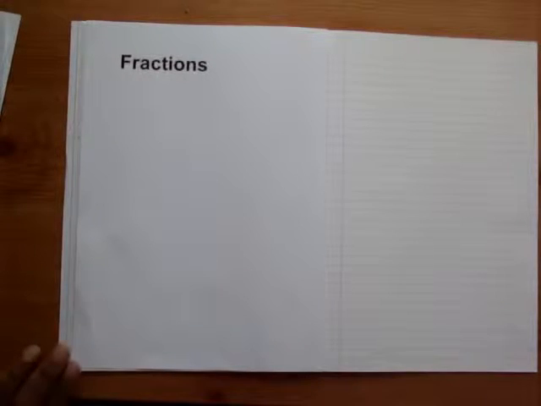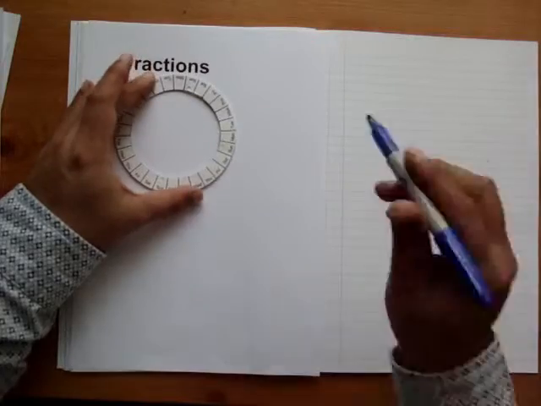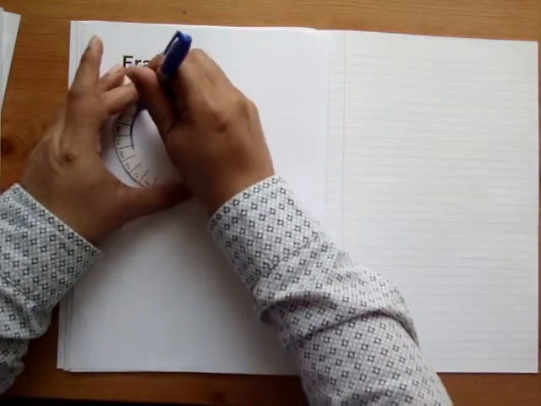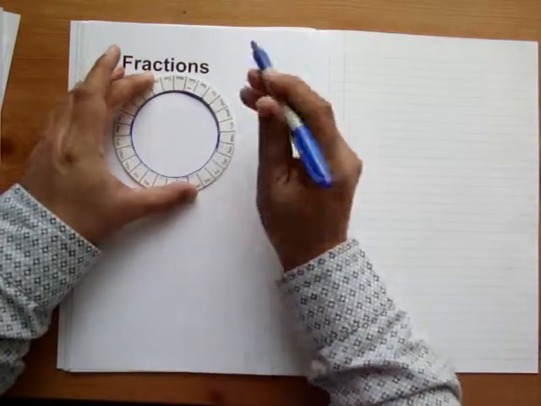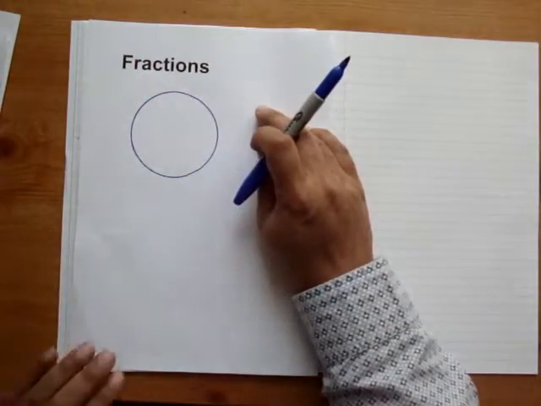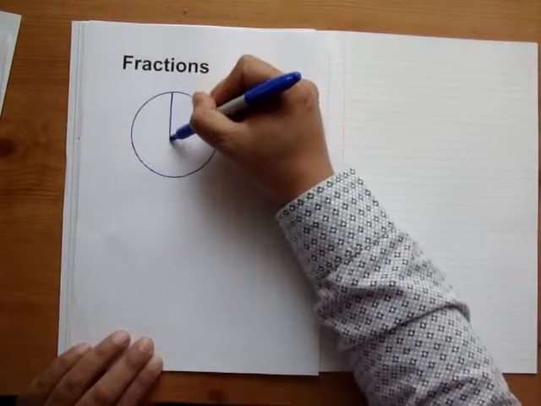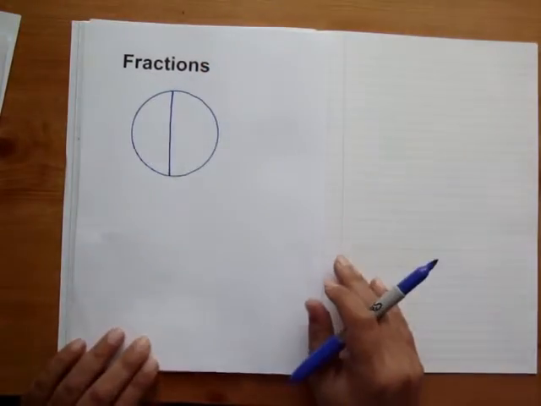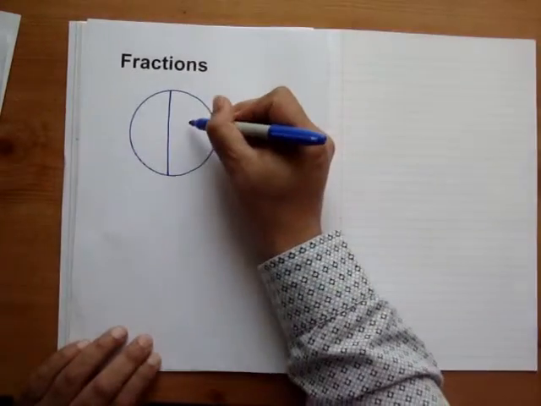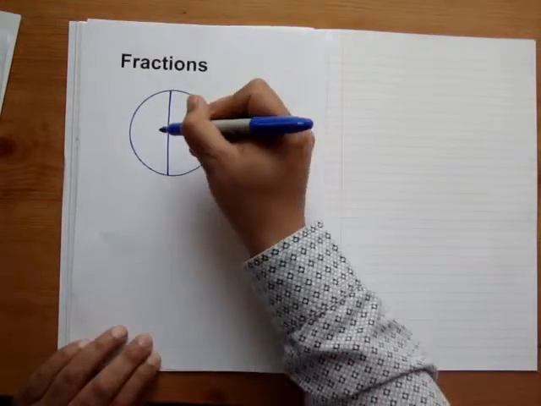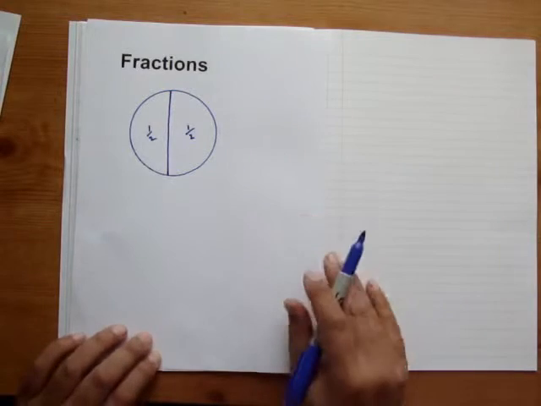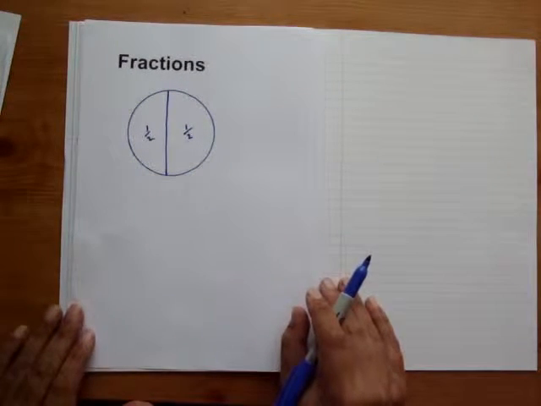Welcome to this video on fractions, maths made easy. Now fractions can be thought of as part of a whole. So usually we talk about circles or a pizza, because pizzas are cut into slices. So if we have a circle and we divide it exactly in the middle, then this part is a half and this part is a half, and both parts together make a whole.